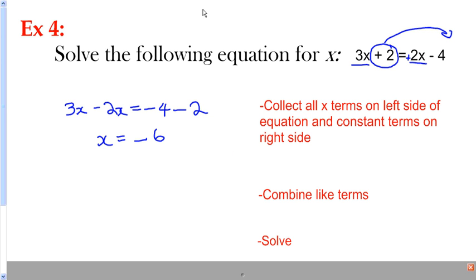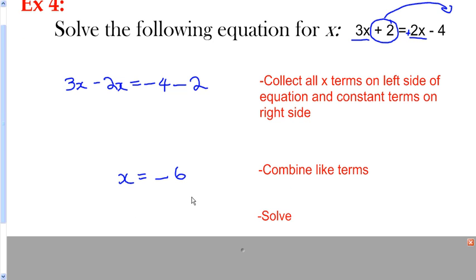Sorry, that should be this step here. It is down in the collect like terms part, and then we solve. Oops, jumped a little bit too far there. Okay, and actually that is my solution. So the final answer then is x equals negative 6. Apologize for the shaky handwriting there.